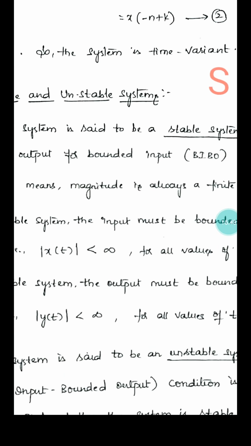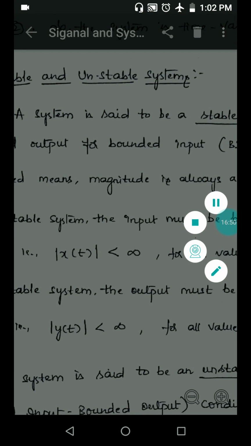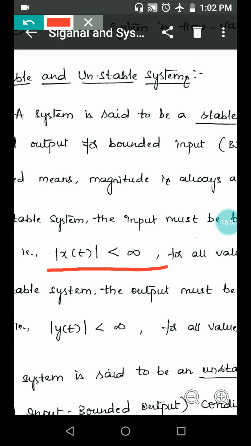For a stable system, see here, this is the condition.